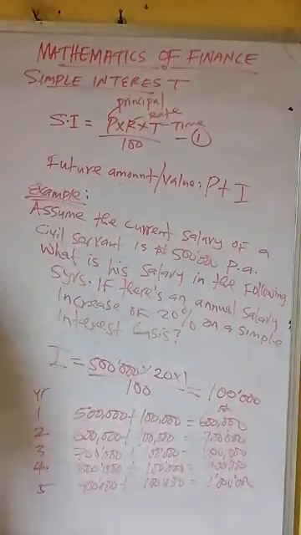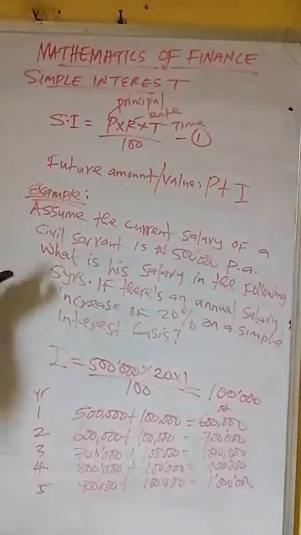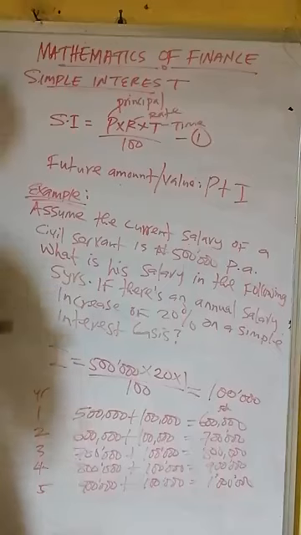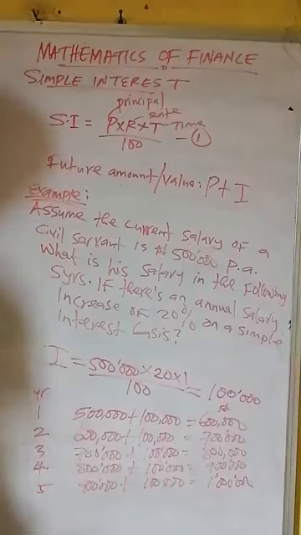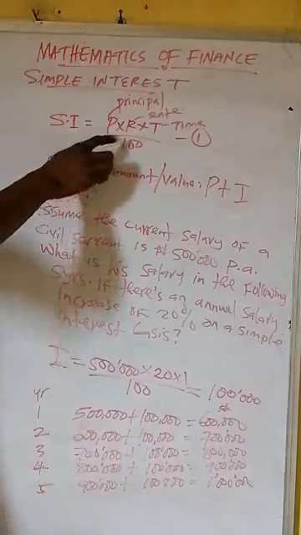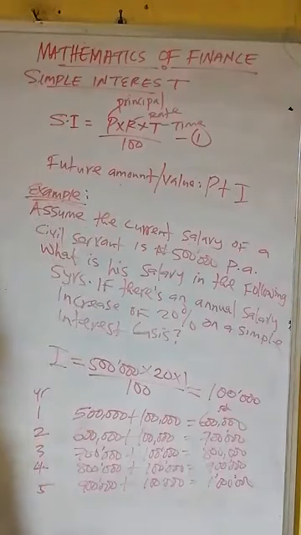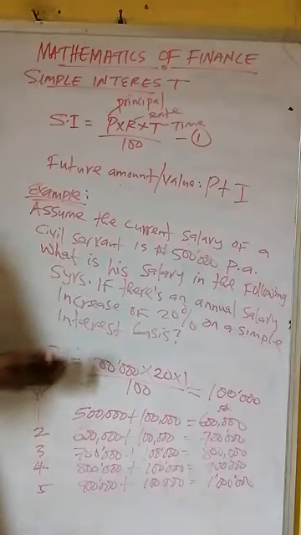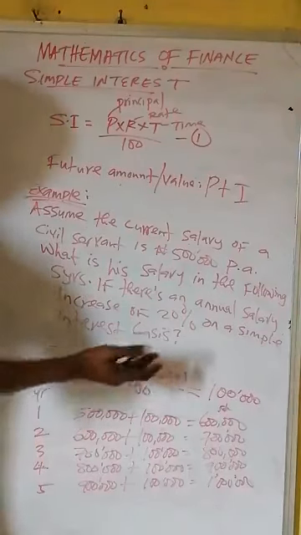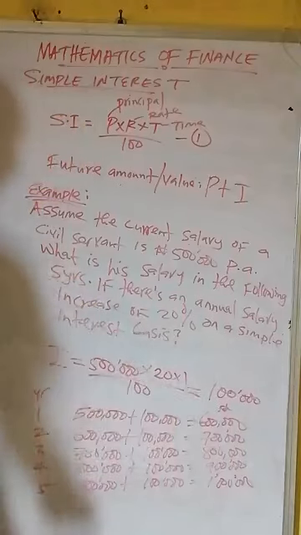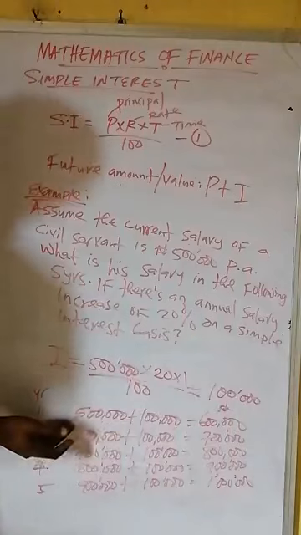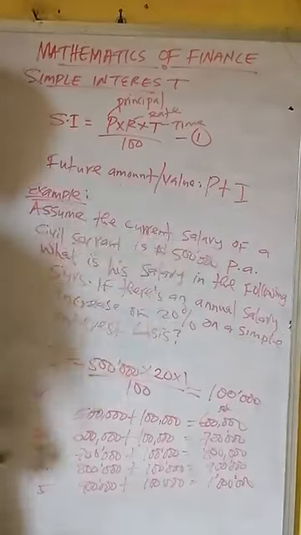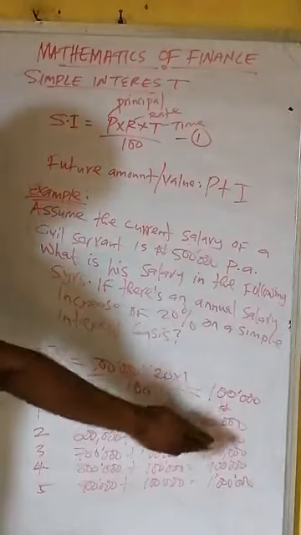So, as the question says, if there's an annual salary increase of 20% on a simple interest basis, what is going to be the salary in the following 5 years? So this is the computation. The first thing is for you to compute the interest. The interest is equal to principal times rate times time for the first year. Then, using the second formula, principal plus interest, 500 plus 100, which you have gotten here.